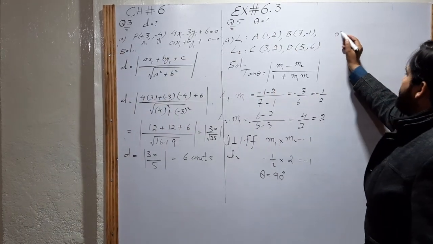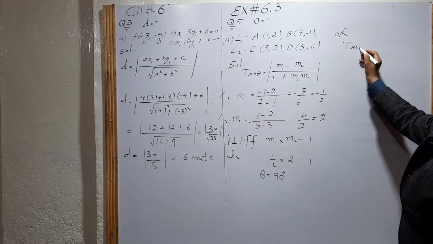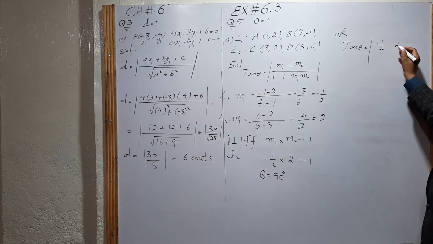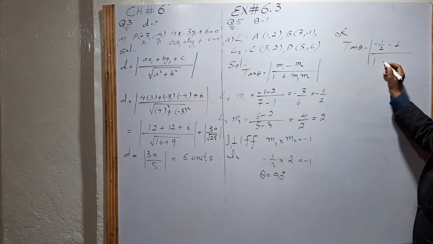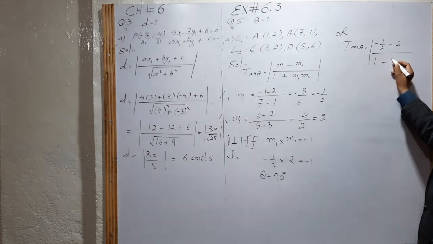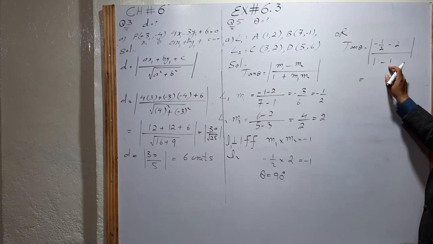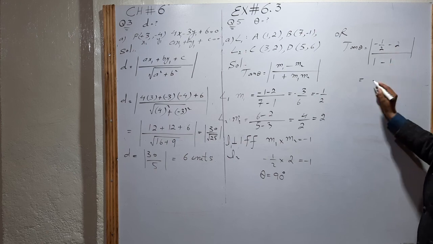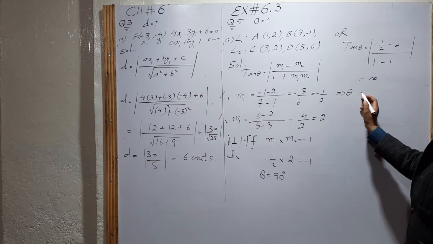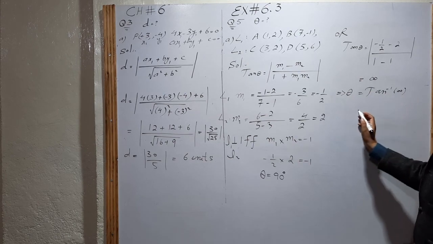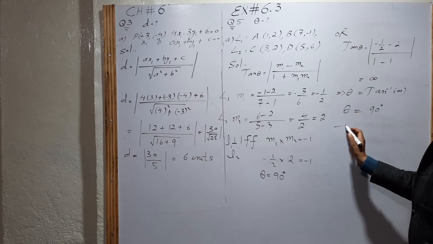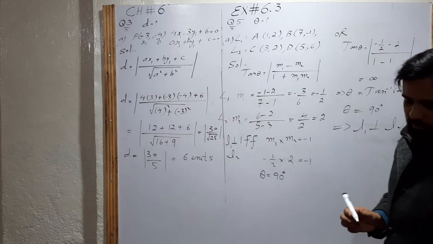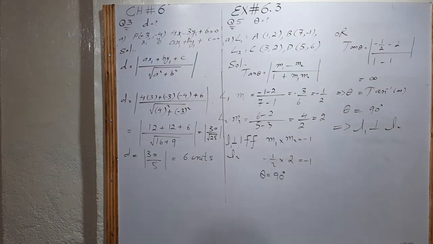Or a second option is also there, by using the formula tangent theta is equal to m1 minus m2 divided by 1 plus m1 into m2. m1 in this case is minus 1 over 2, m2 in this case is 2. So 1 minus 1 means 0 in the denominator, and after division by 0, this is equal to infinity. In this case theta is equal to tangent inverse of infinity, and tangent inverse of infinity is equal to 90 degrees. So this implies that line L1 is perpendicular to line L2, it means that the angle between these two lines is 90 degrees. It is all about question number 5.